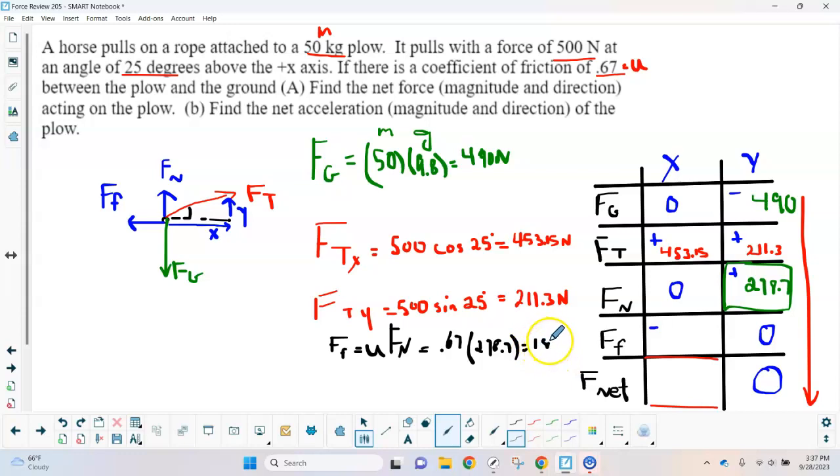186.7. And I'm going to take that and put it in this box here. So 186.7, that is my friction.